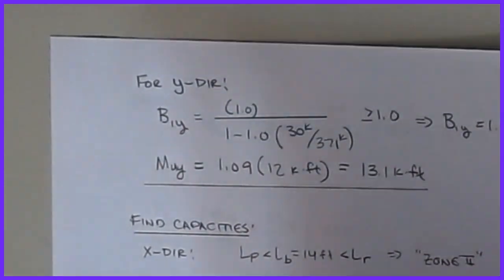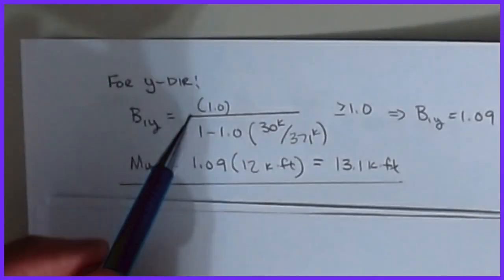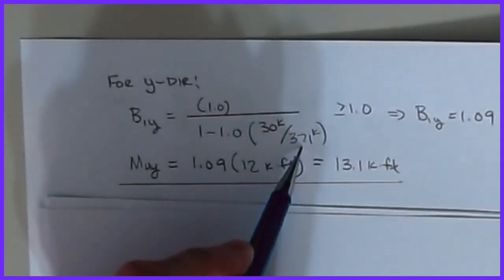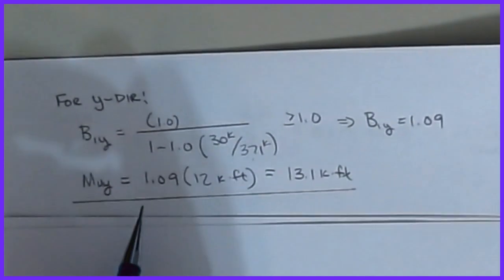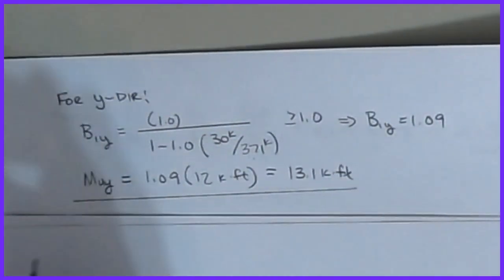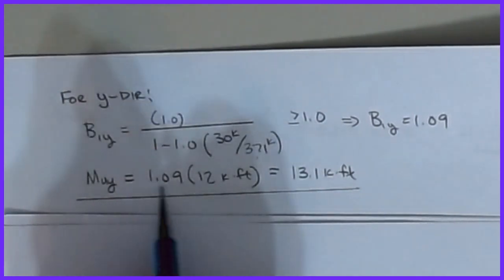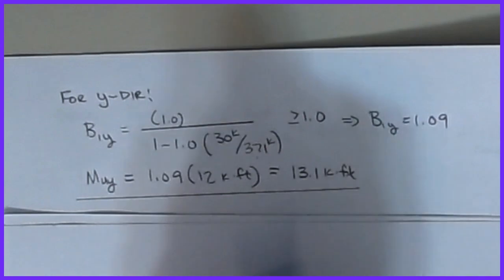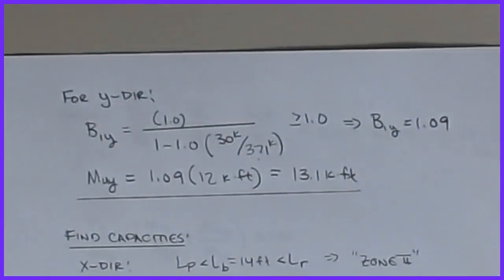Go back and do the same thing for the Y direction. Exact same process, except the only thing now is instead of putting the X capacity here, you're putting the Y capacity, that 371 that we had. If I do that, all the math says that my B1 in the Y direction is 1.09, so about a 9% increase on the Y moment. So that's 1.09 times 12, that was the Y direction moment, is 13.1. So nothing major on there.